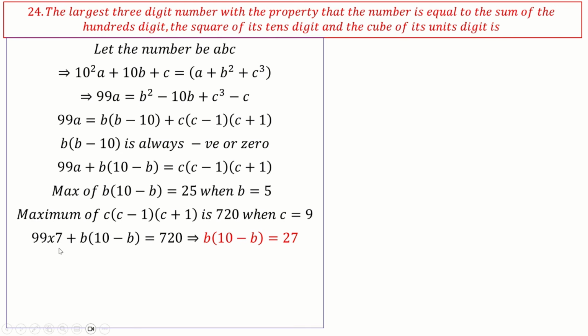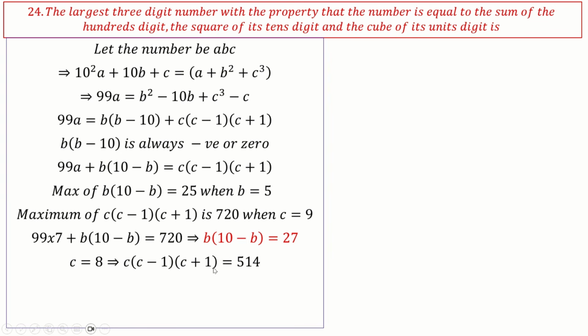99 into 7. Okay, if A is 7, the max of this one is 720. 720 equal to 99 into 7 plus B into (10 minus B). So B into (10 minus B), I'm getting only 27, which is not possible because 25 is the max value, right? 25 is max. Next, let's take C equal to 8, because 9 is not possible, right? So I'm going down. C equal to 8.